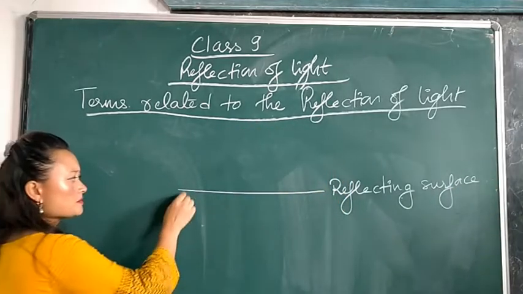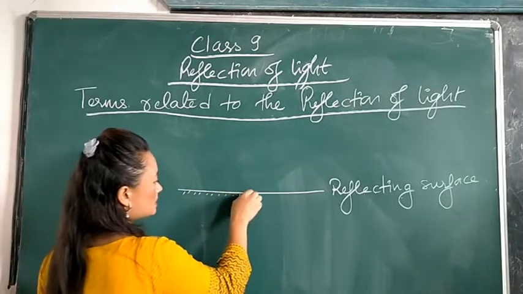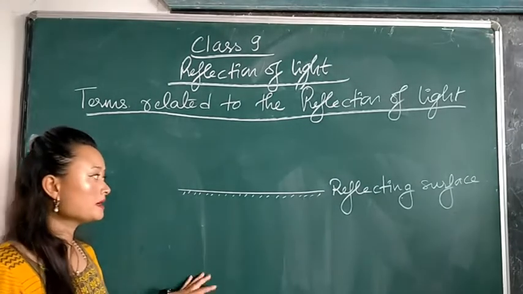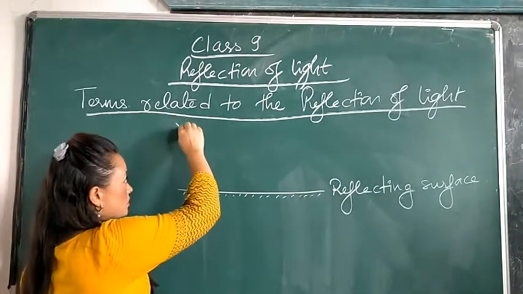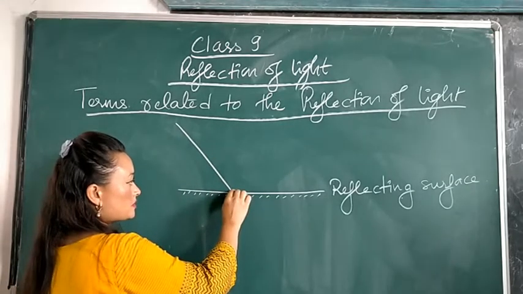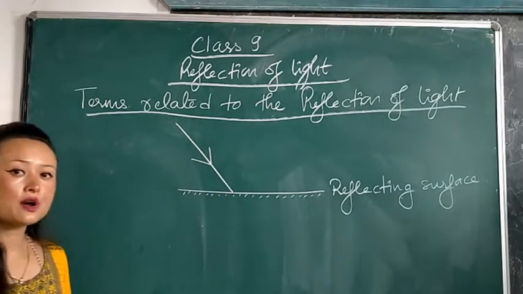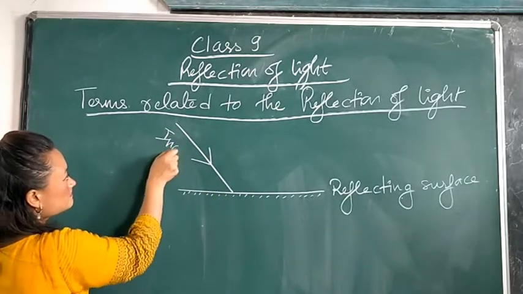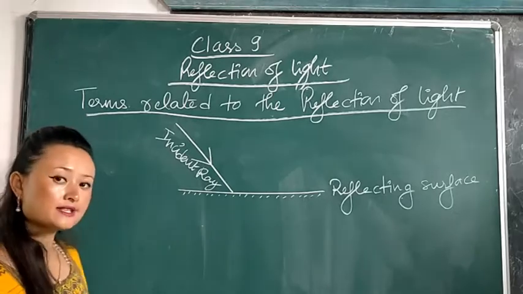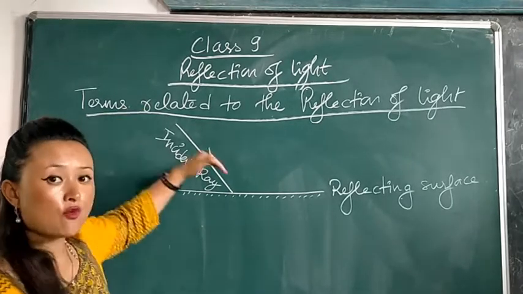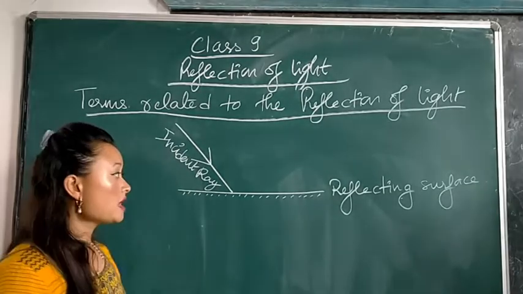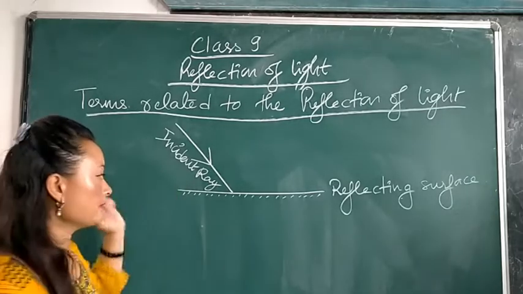Let us assume here it's a mirror. The reflecting surface here is a mirror. Now a ray of light comes from a source and strikes this mirror. This ray of light which comes from a source is called the incident ray. So what is the incident ray? The ray of light which comes from a source and falls on the reflecting surface is called the incident ray.